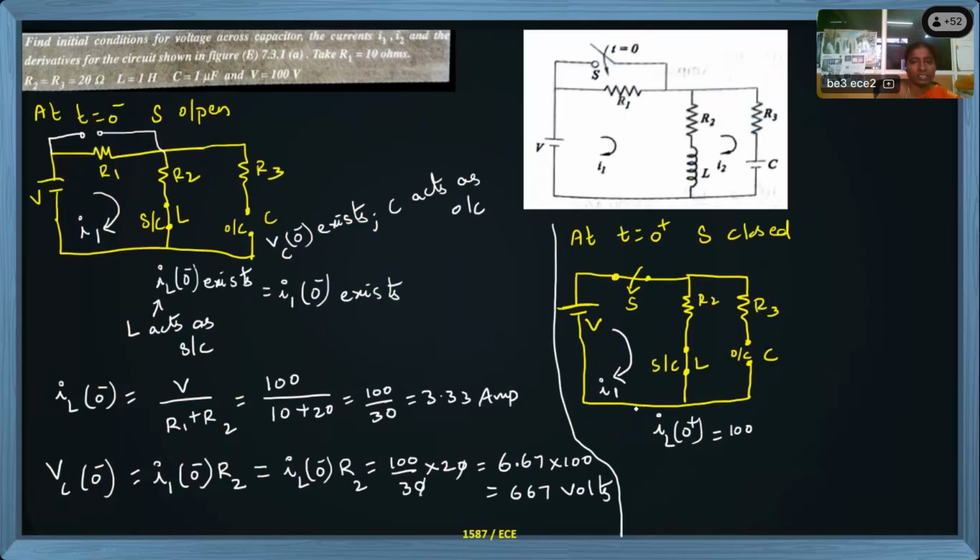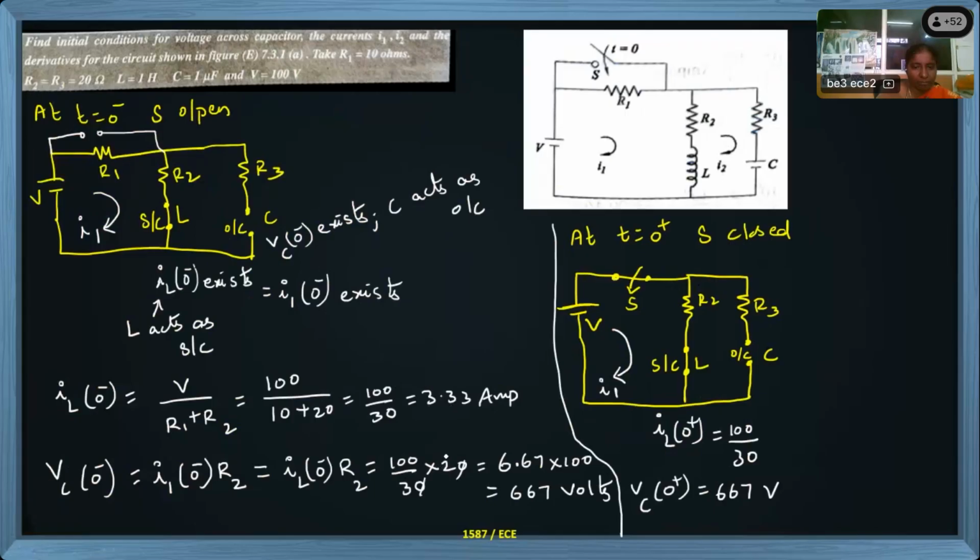We are not in steady state. In steady state means we have to operate this circuit and find what is I1 value, that is at steady state, t equal to infinite. Now I'm talking about initial condition. So IL of 0 plus is 100 by 30 only. And VC of 0 plus, same voltage exists, 66.7 volts. Is this correct? 3.33 into 20 I am writing. Into 20 means 66 should come, no?